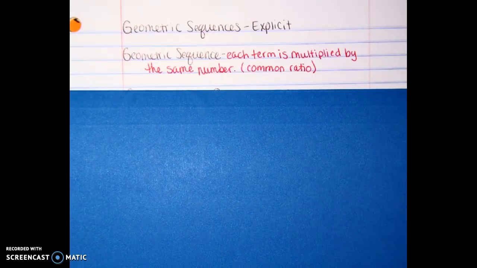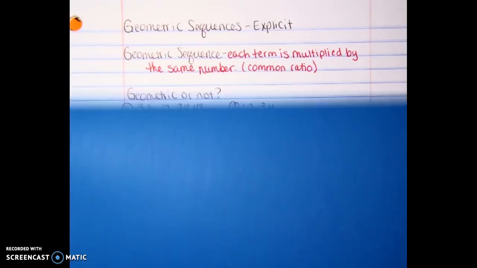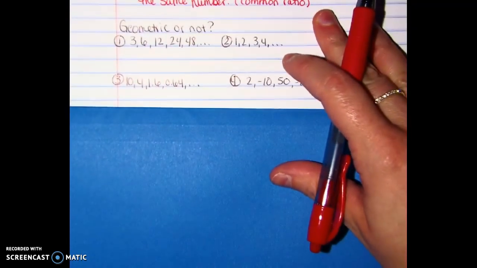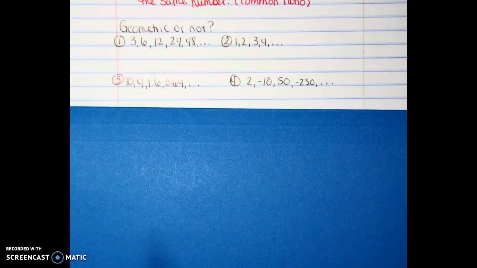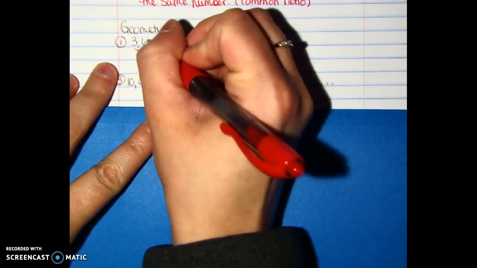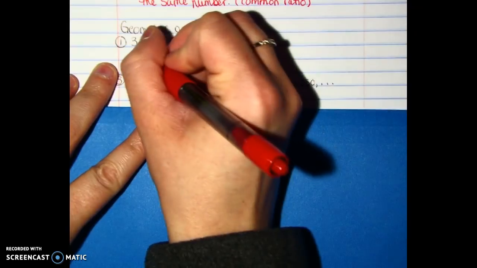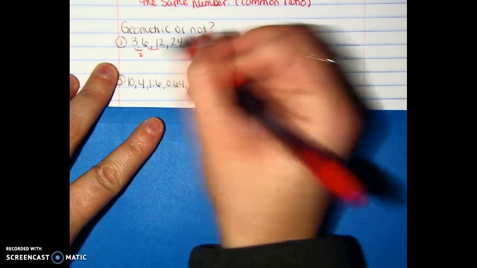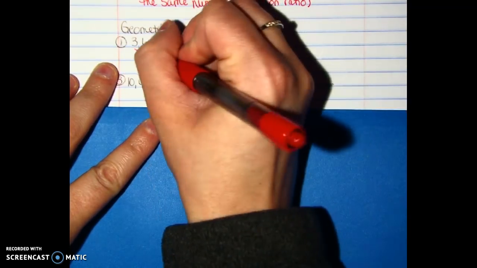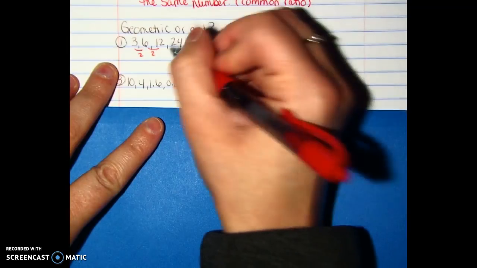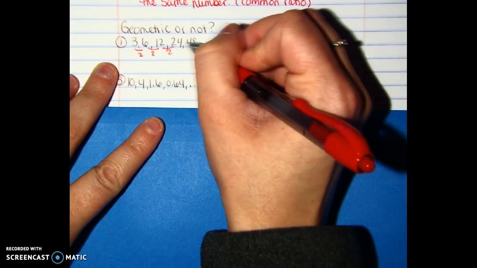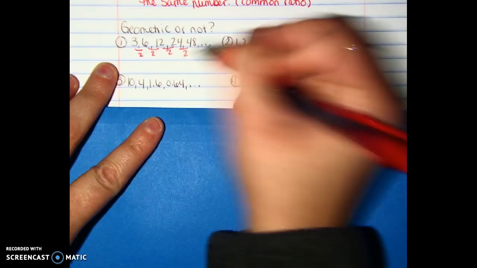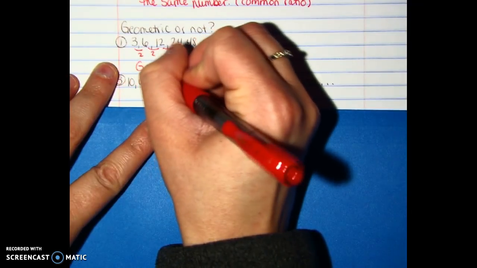Okay, so let's look at a few of them and determine if they're geometric or not. Here, you kind of work backwards. You do 6 divided by 3, which is 2. Then you do 12 divided by 6, which is 2. 24 divided by 12 is 2. And 48 divided by 24 is 2. So this one is geometric.